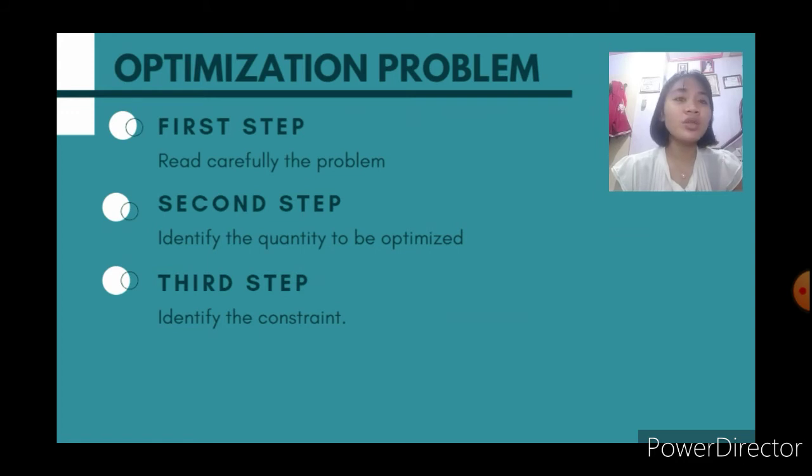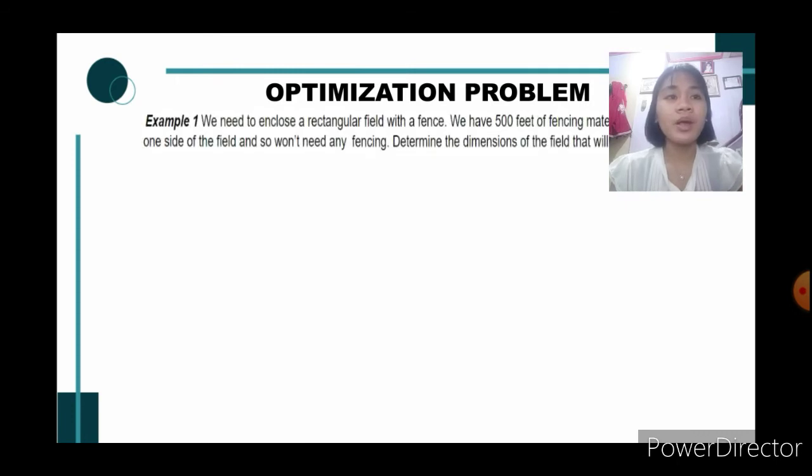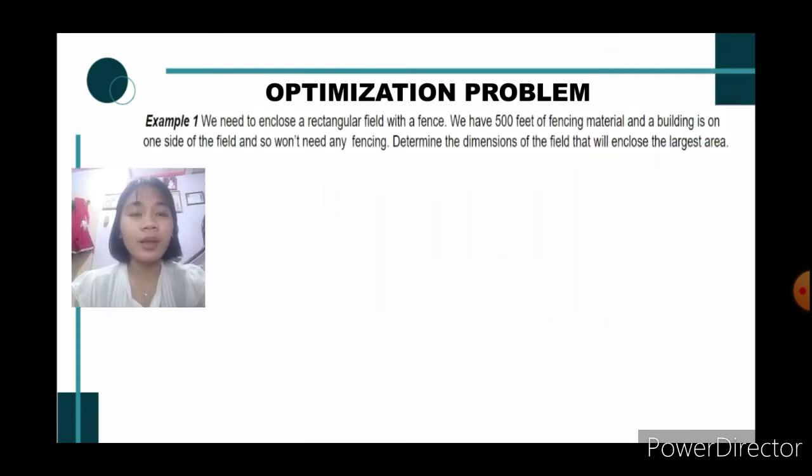It is, however, easy to confuse the two if you just skim the problem, so make sure you carefully read the problem first. So let's start solving optimization problem by this example. We need to enclose a rectangular field with a fence. We have 500 feet of fencing material and the building is on one side of the field. And so, won't need any fencing. Determine the dimensions of the field that will enclose the largest area. So, paano to?